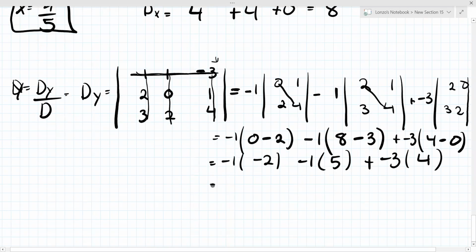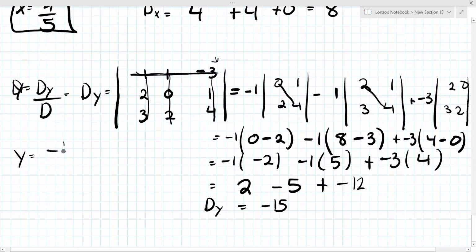So let's simplify. This would be -1 times -2 is +2. -1 times 5 is -5. -3 times 4 is -12. And then when you put it all together, you get 2 plus -5 plus -12 is -15. So this is the determinant in respect to y. So your y value is dy over d. So our determinant in respect to y is -15. And then just the regular determinant is 10. So this can be simplified by 5, right? So you're left with -3 over 2. So your y value is -3 over 2.